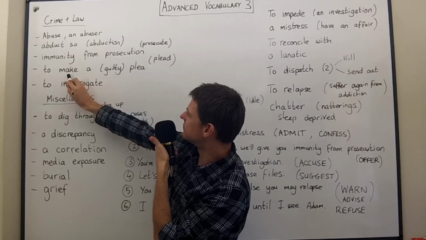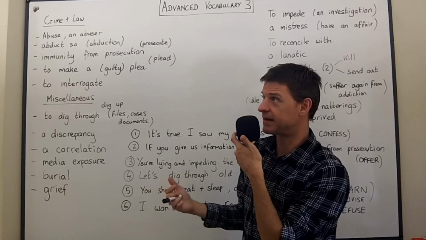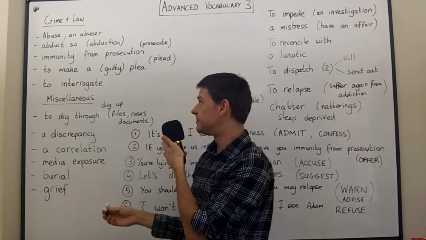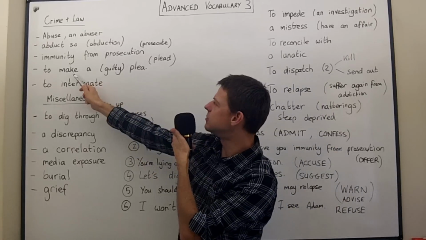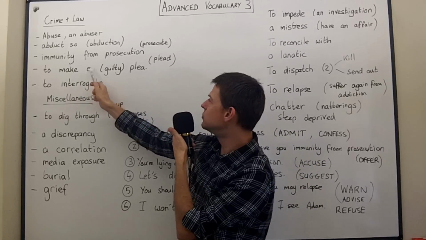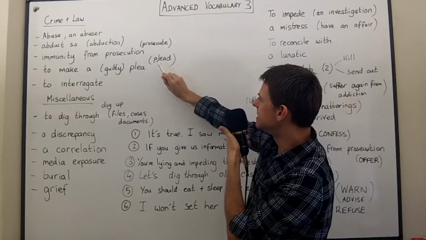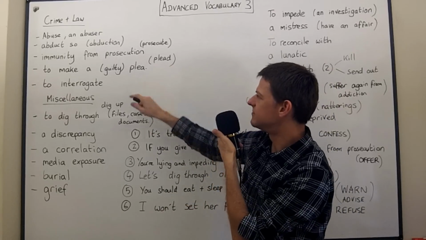The parents of the first victim wanted to make a plea on TV until Sherlock stopped them. They wanted to make a plea for information. But this make a plea is very often used in court, and you can make a guilty plea or a not guilty plea, and we often say plead as well. You can plead guilty or not guilty. So please remember these words in relation to law.